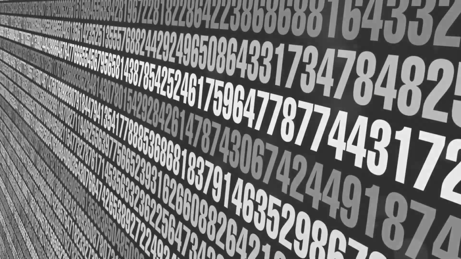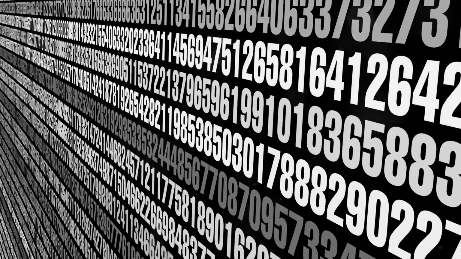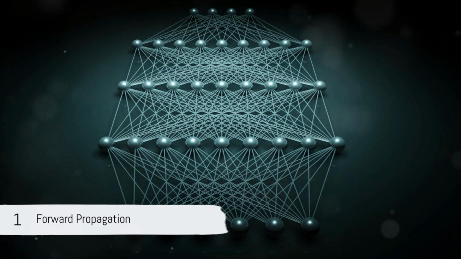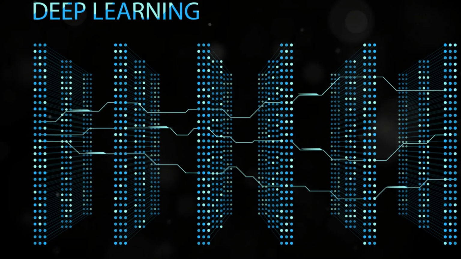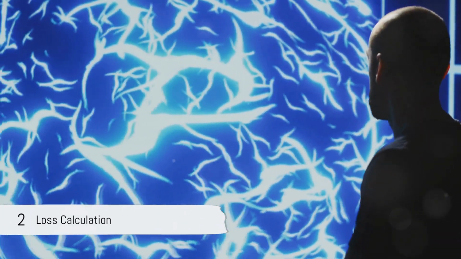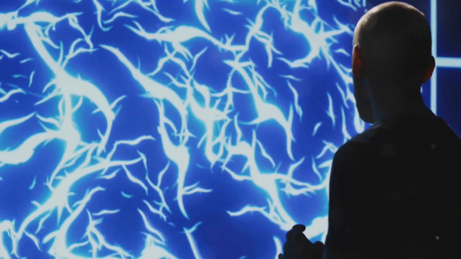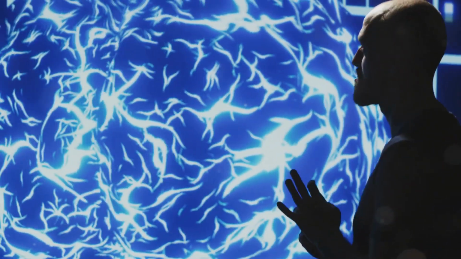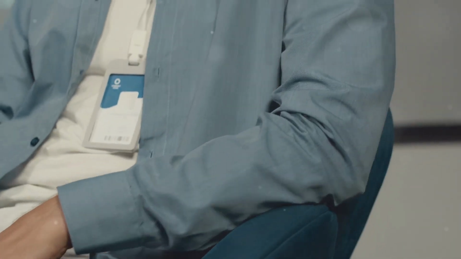Imagine we're training a neural network to recognize handwritten digits. Our dataset consists of images of digits from 0 to 9, each labeled with the correct number. 1. Forward propagation. The pixel values of an image are fed into the input layer. The data passes through the hidden layers where features like edges and shapes are extracted. 2. Loss calculation. The output layer produces probabilities for each digit. We compare these probabilities to the actual label using a loss function like cross-entropy loss. 3. Backward propagation. The network's weights are adjusted to reduce the loss. This process is repeated for multiple epochs until the network achieves high accuracy in recognizing the digits.